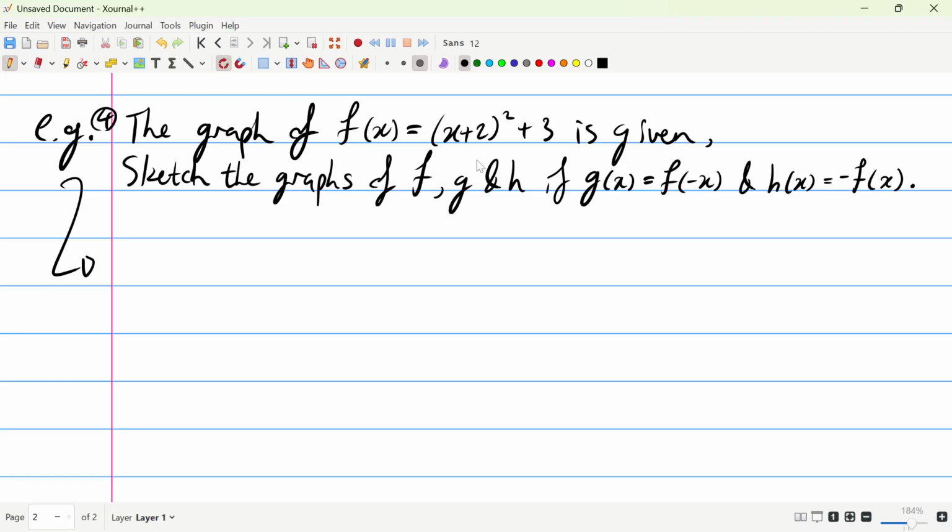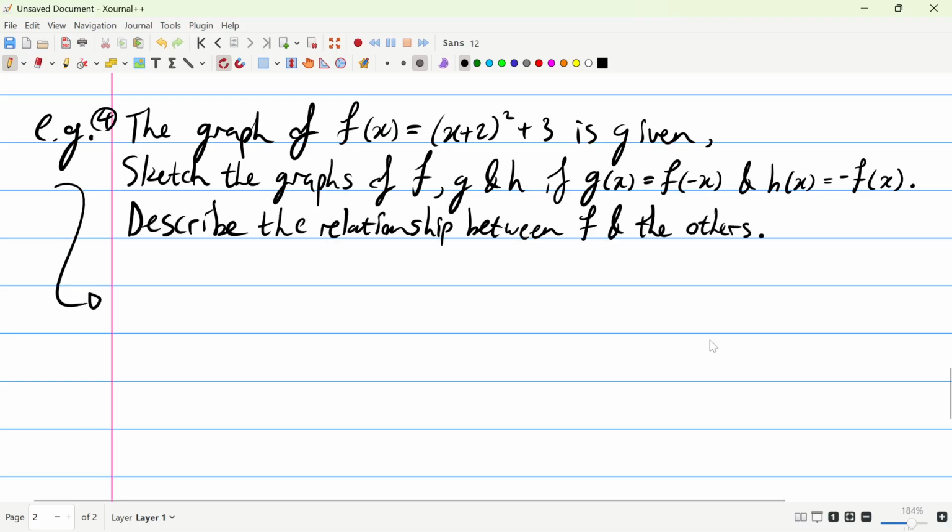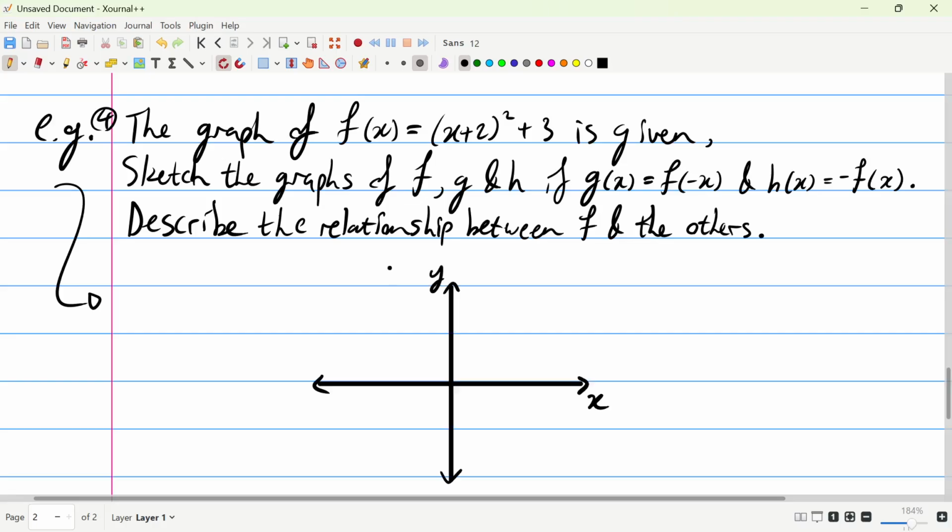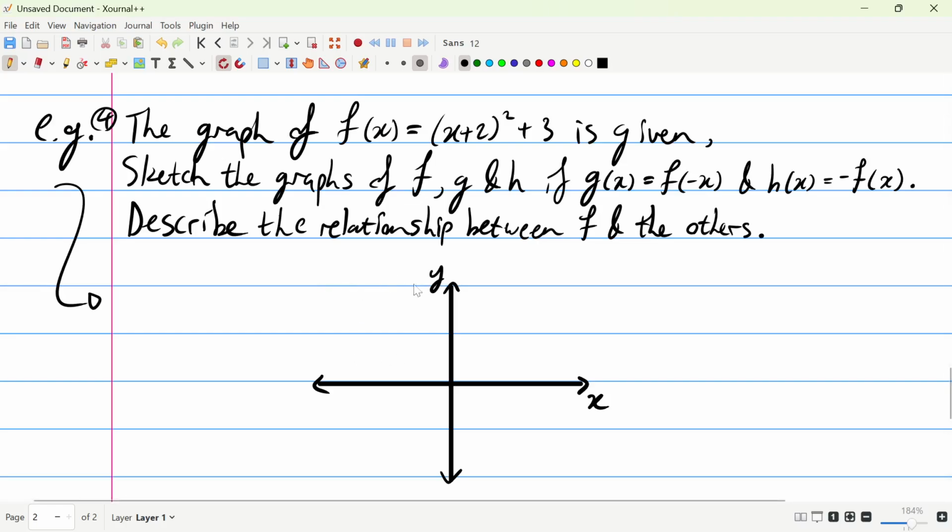Now, from this one here, we clearly need to sketch all three of them. And we need to see over here, what is the difference between them? So I'm adding my own question here and saying describe the relationship. So here we need to also describe the relationship between f and the others. That's the way I'm going to phrase this question. So first things first, we need a Cartesian plane. Let's do this. Okay, I think this is a little bit too small. Let's make it bigger.